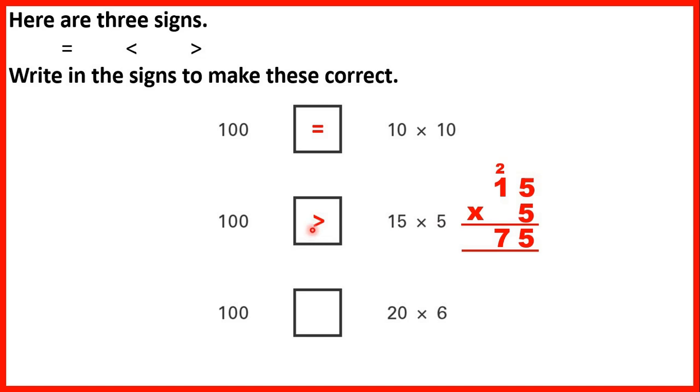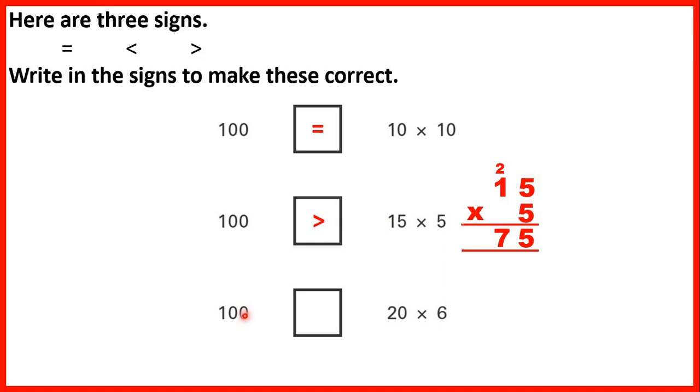And the way to remember that this symbol here means greater than is to imagine that it's the mouth of a crocodile snapping at the larger number. Or we could think this sign looks a bit like an arrow, and the arrow always points to the smaller number or the smaller value.